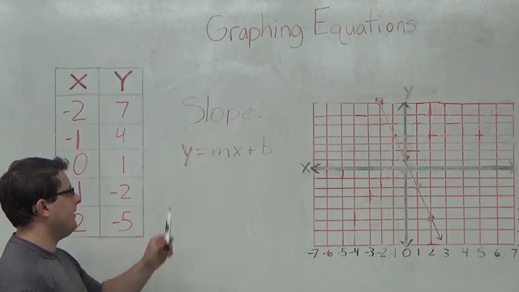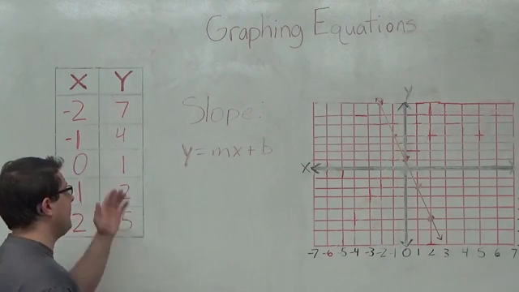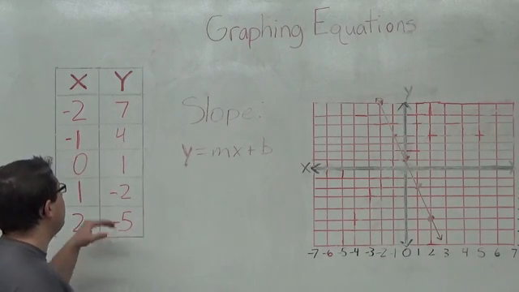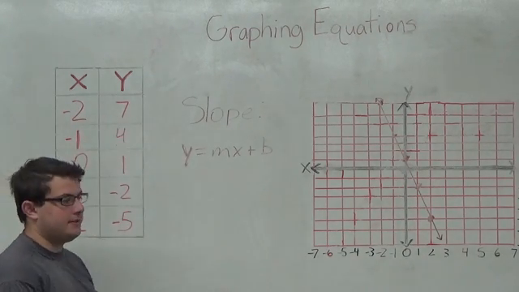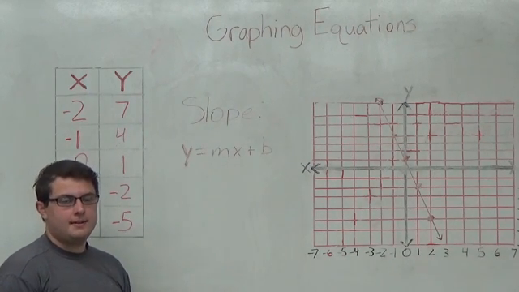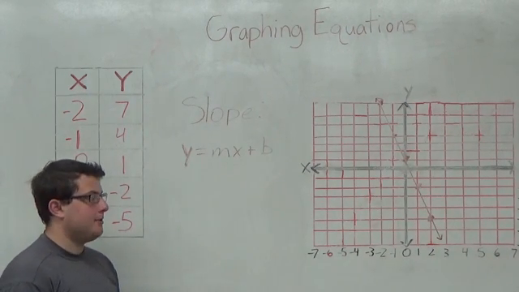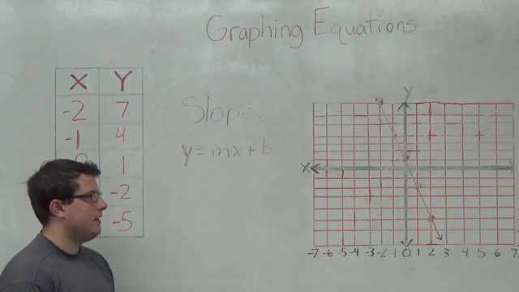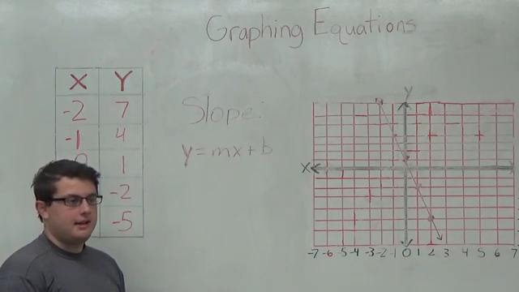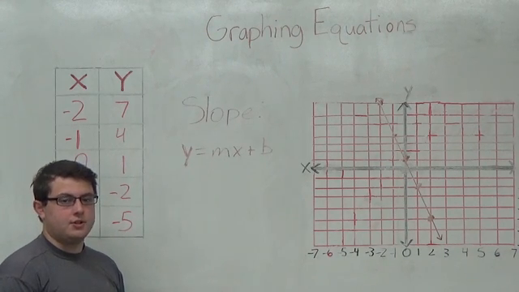So the variable y, that refers to the y value on the line. In this data table, it's each value here on the right side. M, that refers to the slope. And the slope of a line determines how steep or shallow the line is. If it's close to being vertical, it's a very high slope. If it's close to being horizontal, it's a very shallow slope.